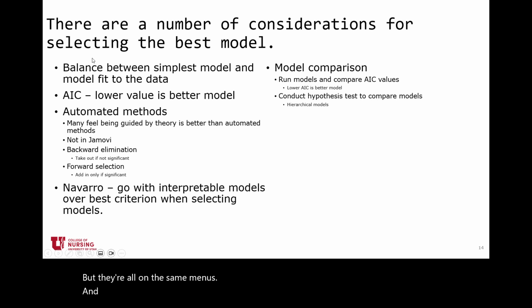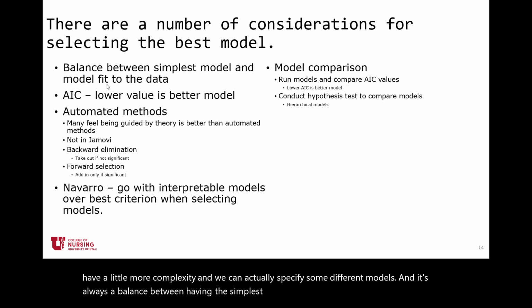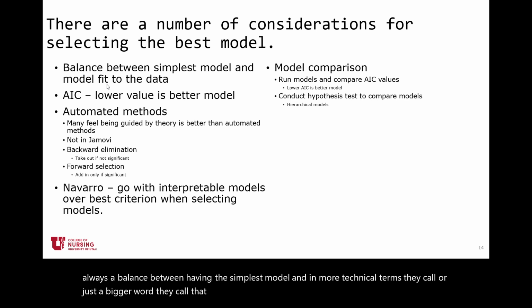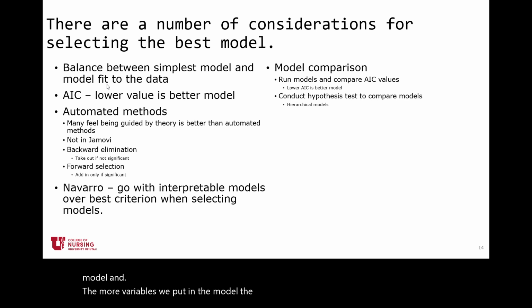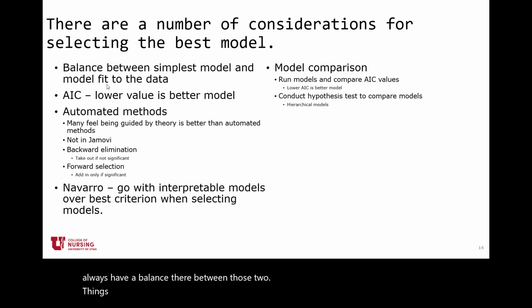And then we'll look a little bit at selecting the best model. With multiple regression, we have a little more complexity, and we can actually specify some different models. It's always a balance between having the simplest model, or in a bigger word, a parsimonious model. Parsimonious just means a simple model. And the more variables we put in the model, the closer the model actually fits the data. So you always have a balance there between model fit and simplicity.